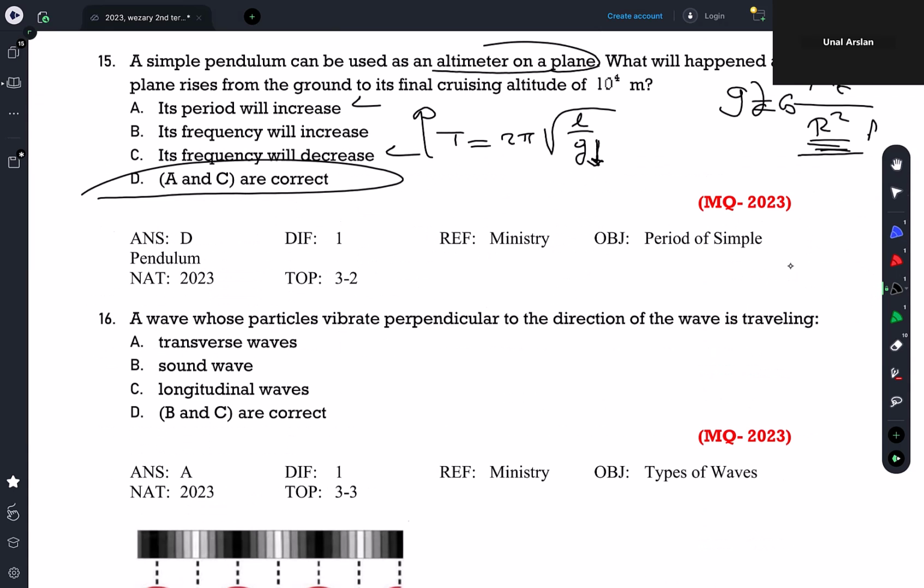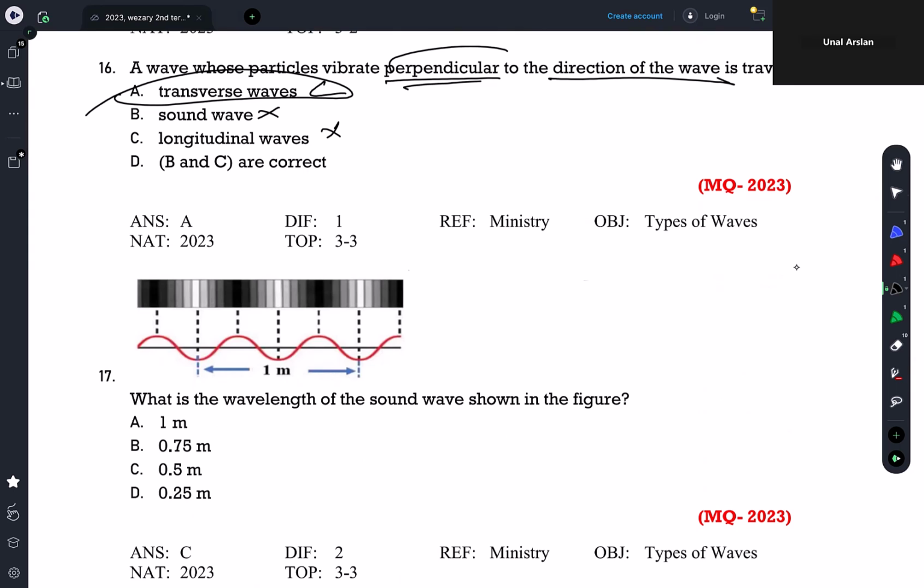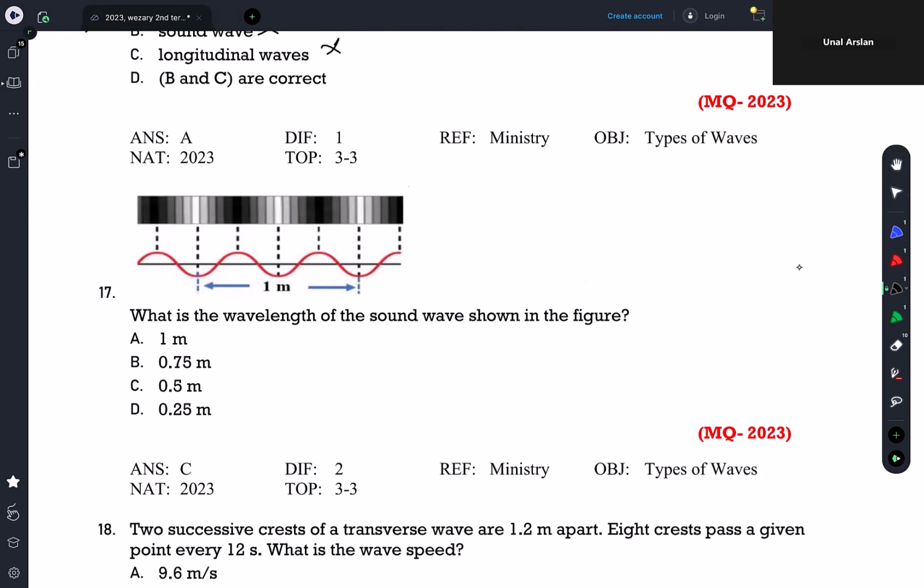A wave whose particles vibrate perpendicular to the direction of the wave motion is called a transverse wave. A sound wave is a longitudinal wave, so A is the correct choice. What is the wavelength of the sound wave shown in the figure? So crest to crest to crest. From one crest to the next crest, it is 1 lambda. So 2 lambdas, total length is 1. Lambda is going to be 1 over 2, yani 0.5 meter for this question.